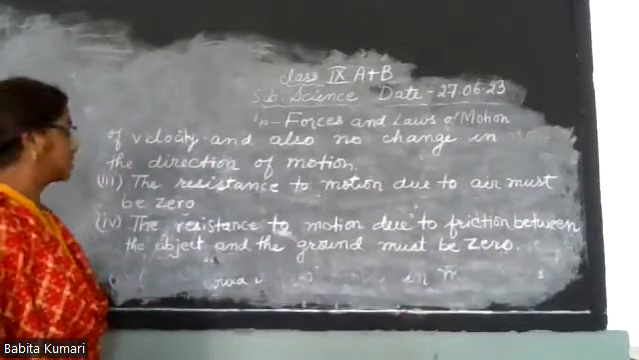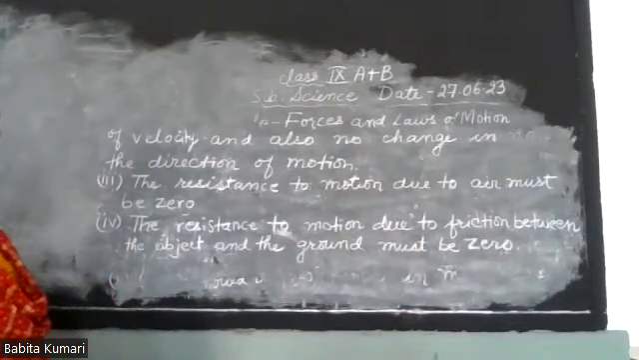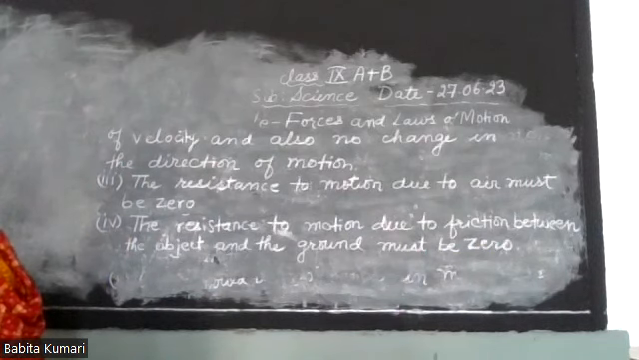So you have got these points. The last point: the motion intersection between the object and the graph must be zero.